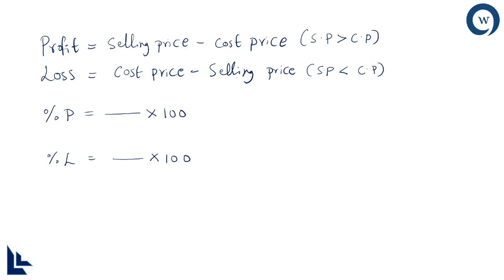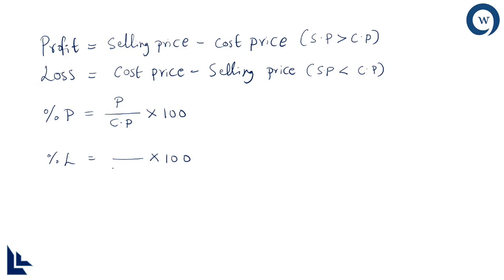Now I'll fill these two gaps. Percentage profit, right? We are talking about profit in this case, and that's the reason why you have to take profit in the numerator divided by cost price. That means compared to your cost price, how much amount you have gained. That is your percentage profit.